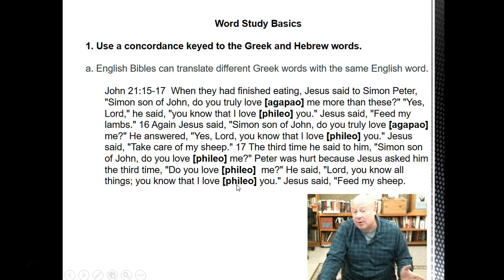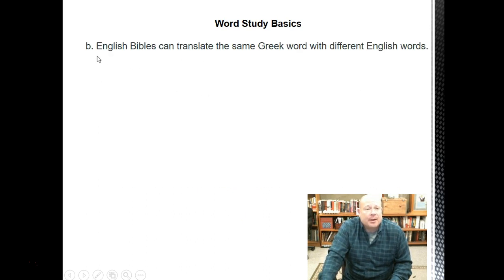Now, does it matter? Well, that's what you have to figure out. Does this switching back between agape and phileo throughout the passage really matter? Some would say it does. Some would say it's just a stylistic difference. But at least you know there's a difference. The opposite of this is English Bibles can translate the same Greek word with different English words.